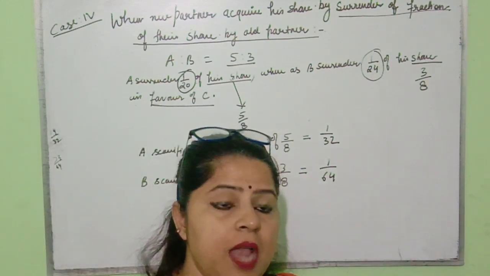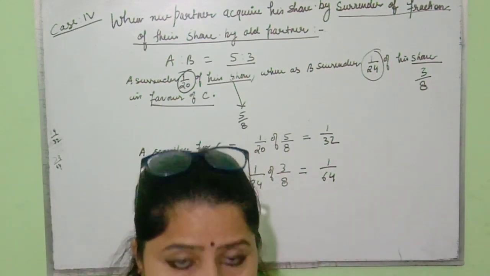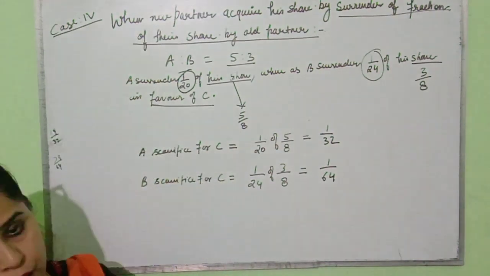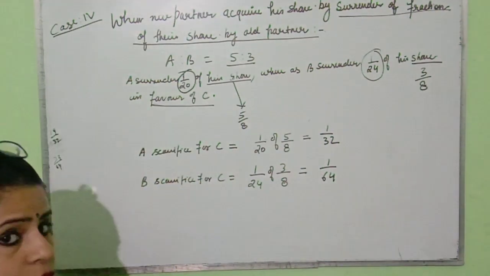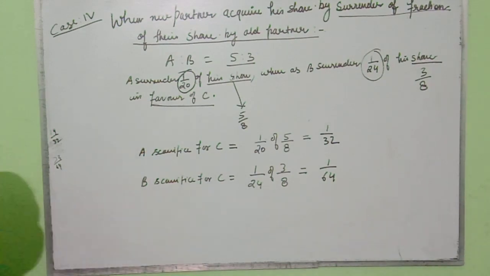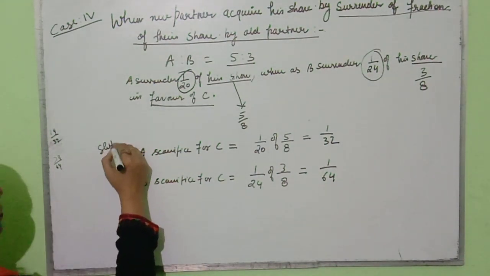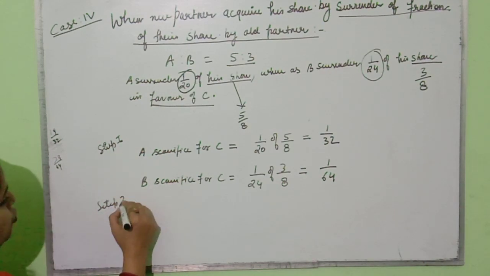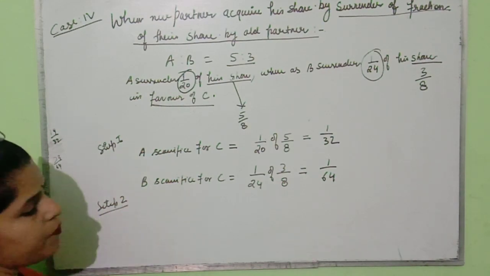We had calculated how much C acquires from A and B, or you can say how much A and B sacrifice for the new partner C. Now follow step number 2. So this is done with step number 1, and now we will follow step number 2. So in step number 2, what we have to do?